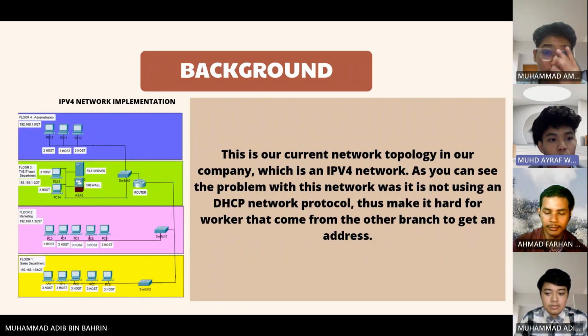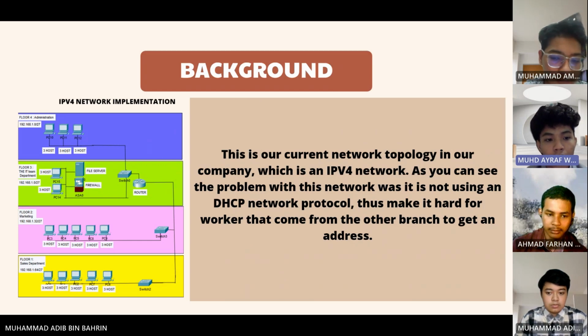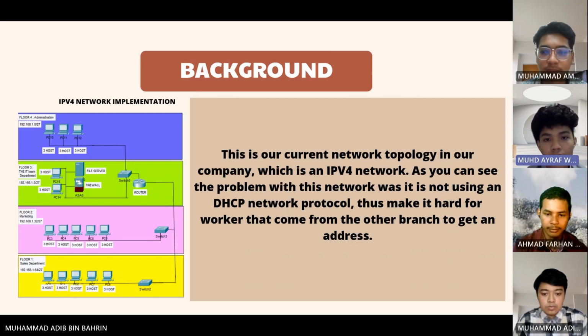In the topology, we have 4 floors. The first floor is the sales department, which has 5 end devices and 1 switch. The second floor is marketing, which also has 5 end devices. The third floor is the IT team department. We have 2 end devices, 1 file server, 1 firewall, 1 switch, and there is a router that controls the main IT room. The last floor is the fourth floor, administration. We have 3 end devices.